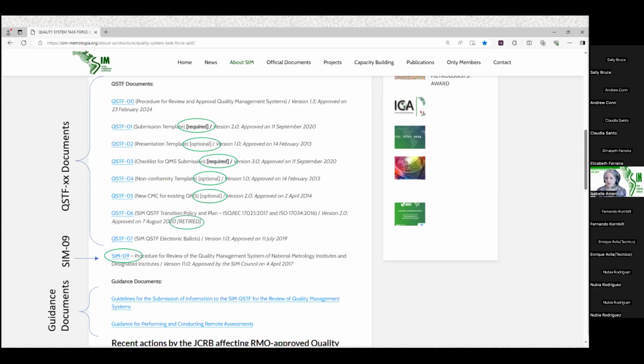Another document is QSTF-6. As you can see, it has been retired. The reason for this is that the transition to 17025 2017 and ISO 17034 2016 is now finalized at SIM. However, we keep this document as reference here so that it can be used in future for future transitions to the new versions of the conformance standards. And we will update this document as needed when this happens.